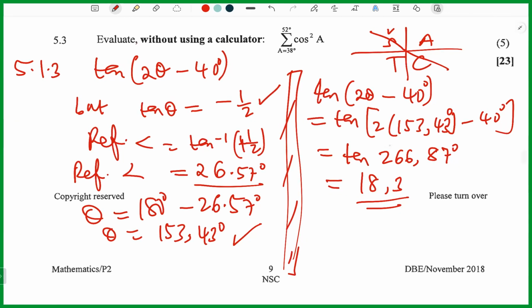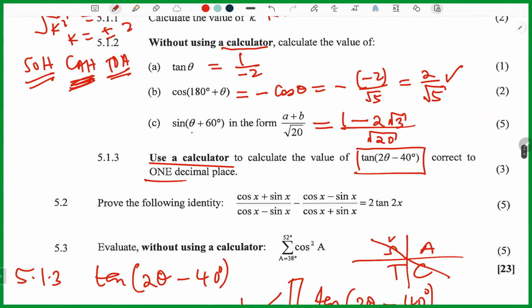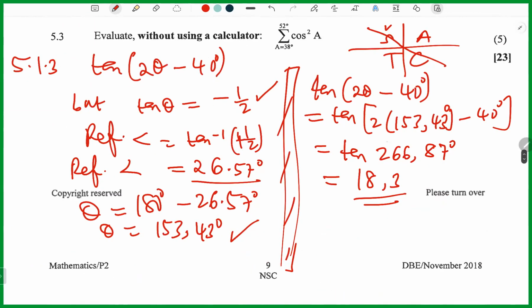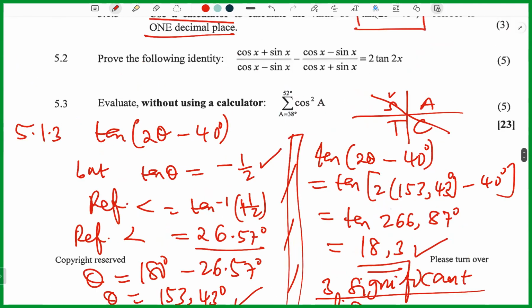Not in degrees, obviously, but now if this is the answer, let's check what the instruction was: to 1 decimal place. So indeed, the answer has been obtained to 1 decimal place, 18.3, and to three significant figures. Okay, I'm going to discuss significant figures at some point very briefly and how they work in math and science. Okay, we're done with this one, and then we move to the next question.